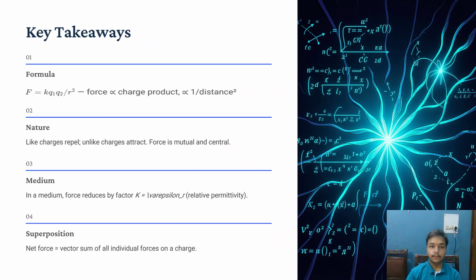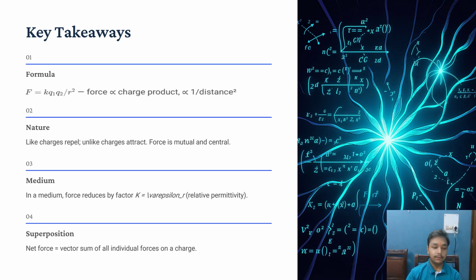Okay. So what were the key takeaways from this lesson? We learned the formula of the electrostatic force, which is K Q1 Q2 by r square. The force was directly proportional to the charge product and inversely proportional to distance square. What was the nature of those charges? Like charges repel each other and unlike charges attract each other. And force is mutual and central.